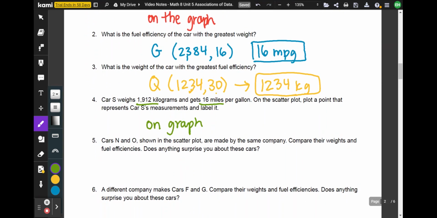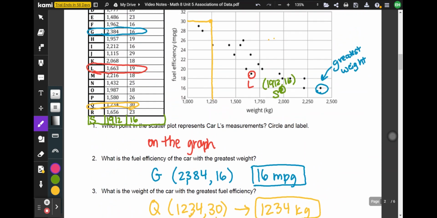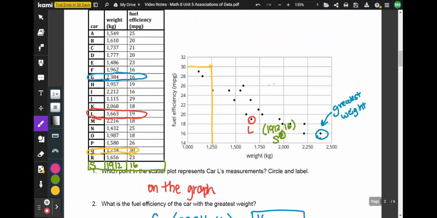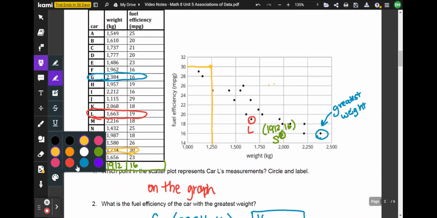All right. Cars N and O shown on the scatter plot are made by the same company. Compare their weights and their fuel efficiency. Does anything surprise you about these cars? So let's look at N and O. I'm going to highlight them on the table in red. Let me do a different color. Let me do purple. N and O. And then I'm going to find them on the graph as well.